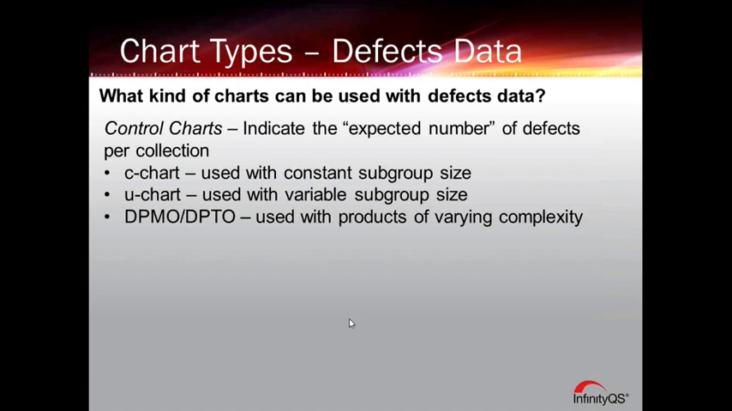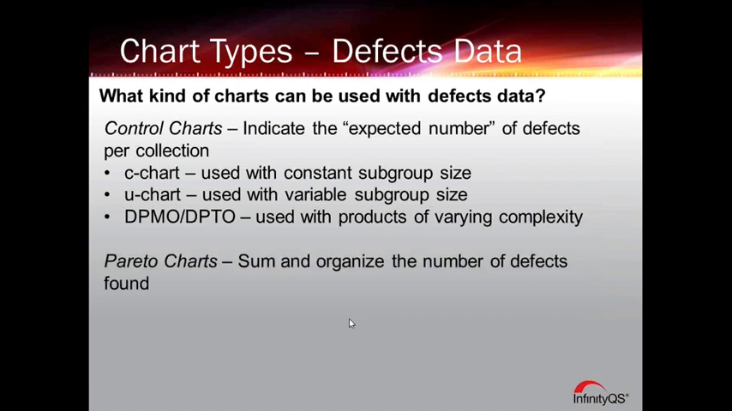C charts are for when I've got a constant subgroup size. A U chart is if I've got a variable subgroup size, so maybe I'm not always collecting the same number of bottles every time I'm doing my inspection. And my defects per million or thousand opportunities are used so I can plot products of varying complexity on the same control chart.